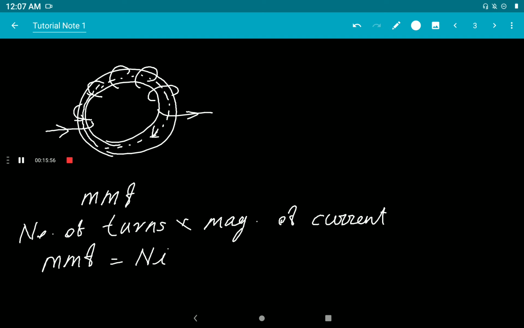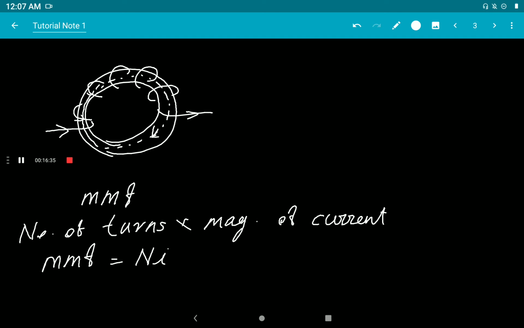MMF is equal to Ni. Magnetomotive force is how many times the magnetic field lines encounter the current flowing through the conductor. We are just assuming there are 5 turns, so the magnetic field lines will interact with the current 5 times. That is equivalent to the number of turns times the current. So the number of turns times the magnitude of current gives the magnetomotive force, and we can write it as MMF is equal to N into I.